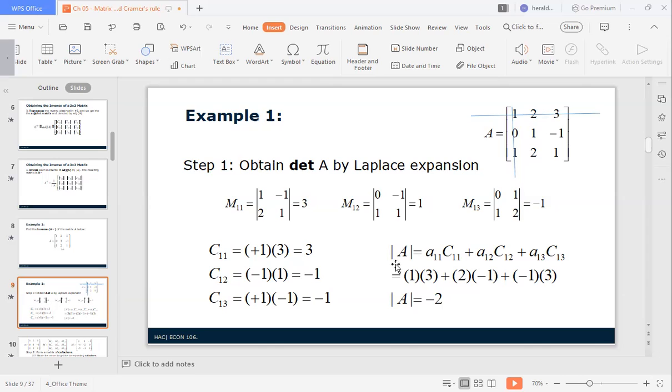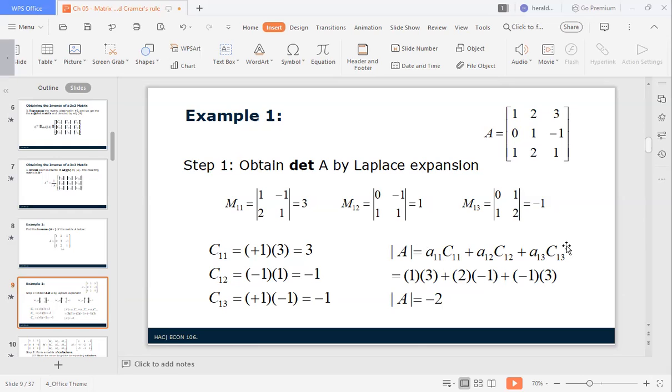Getting the determinant means that you need to be consistent with the coefficients that you will be using. Because I am expanding in the first row, class, therefore my coefficients and also my cofactors would also be in the first row. This is the format for getting the determinant using Laplace expansion: multiply the coefficient times the cofactor. So that's A11. A11 is 1 here. So let me just delete this one here. Okay, so A11, that's 1, multiplied to the cofactor, C11.